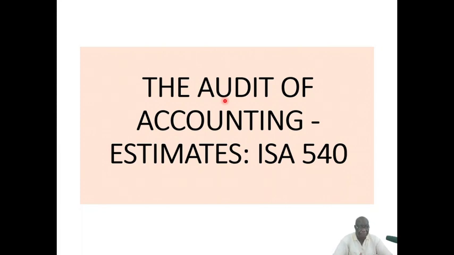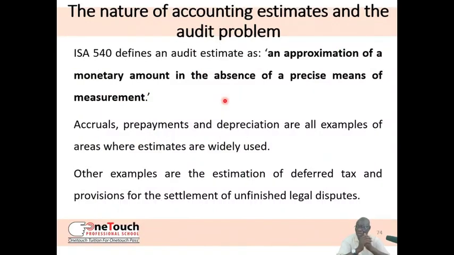Now, we come to another evaluation question. We are evaluating, so let's go. Now, accounting estimates, ISA 540. As we all know, estimates are not precise figures. They are figures that have been predetermined, but they are not precise. Therefore, more or less, we can term them provisions, temporal. So ISA 540 defines an accounting estimate as an approximation of a monetary amount in the absence of a precise means of measurement. So they are not precise.